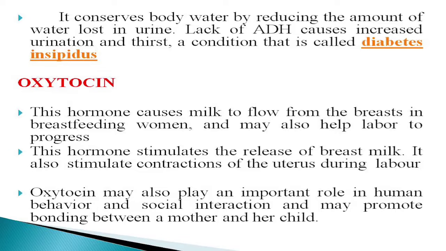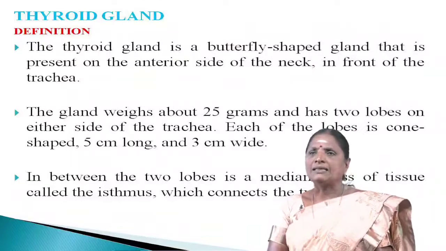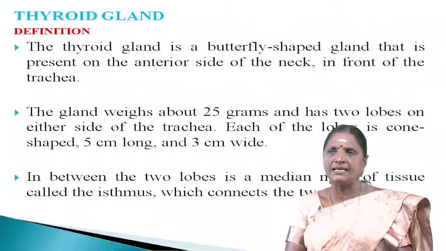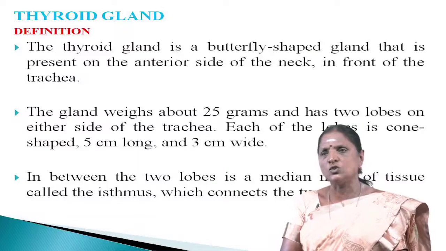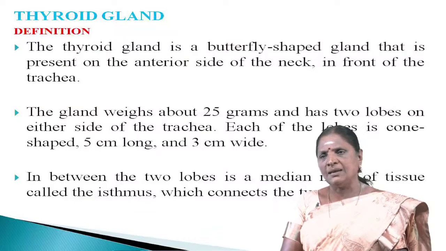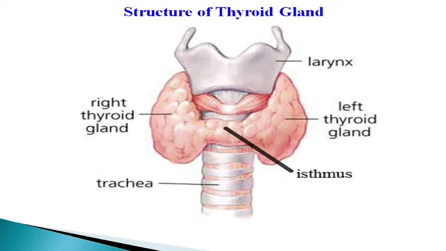Thyroid gland, this is the second endocrine gland. The thyroid gland is a butterfly-shaped gland that is present on the anterior side of the neck in front of the trachea. The gland weighs about 25 grams and has two lobes on either side of the trachea. Each of the lobes is cone-shaped, 5 cm long and 3 cm wide. In between these two lobes is a median mass of tissue called isthmus, which connects the two lobes. This is the structure of the thyroid gland: trachea, larynx, right thyroid gland, left thyroid gland.